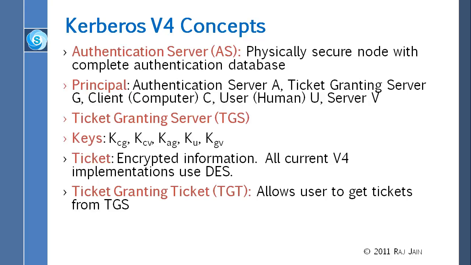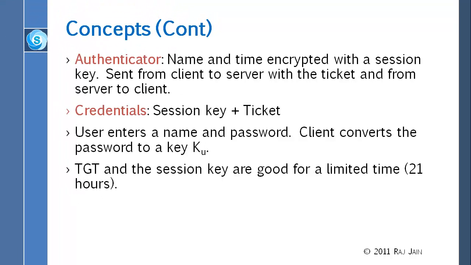A few more. Authenticator. So authenticator is actually a field, just like a ticket, it's a piece of a message where name and the time is encrypted with the session key, and it is sent from the client to the server with the ticket, and from server to the client. It says, well, look, here is my ticket and here is my driver's license. So that driver's license is the authenticator. So that nobody can replay it. Driver's license is not a very good example, because I can create an authenticator myself. I don't have to go to any place to get that authenticator. It's just my name and my time encrypted with a key that I know.